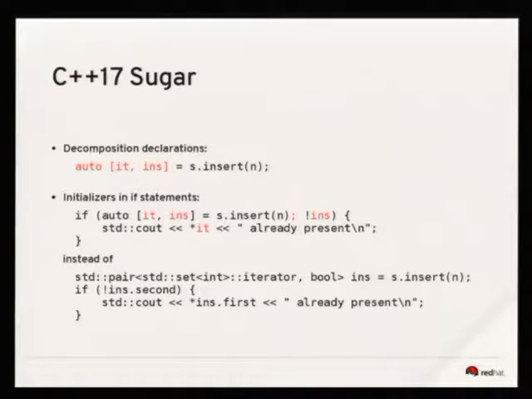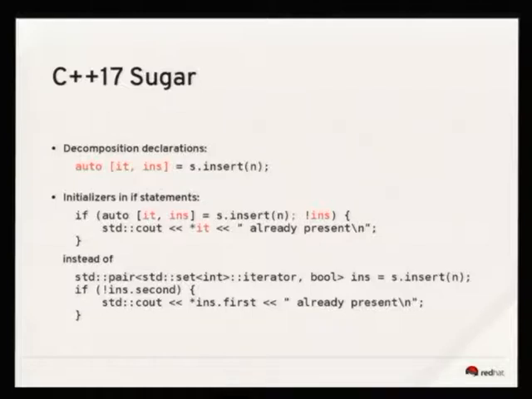So there's a new syntax now to bind multiple variables simultaneously to the return values of a function. This could return a pair, or a tuple, or even an array. You can also use that with your own classes. You can declare how your class would be destructured into binding to multiple variables. But this is the most simple use case for it.